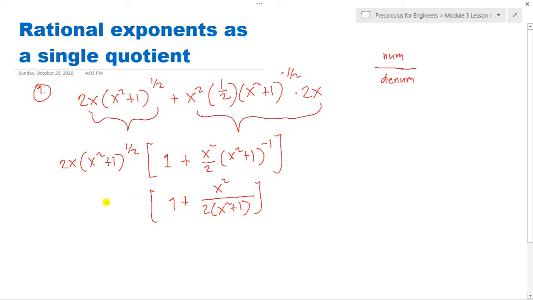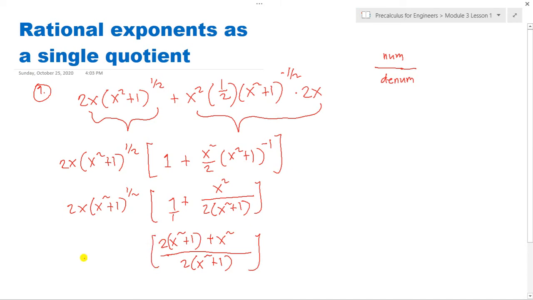And then, you write here 2x times x squared plus 1 raised to 1/2. Here, we combine, so we add 1 plus x squared. So we have an LCD of 2 times x squared plus 1. So 2 times x squared plus 1 divided by 1 because this 1 is times 1. So we have in the numerator 2 times x squared plus 1 plus x squared. So that's it. Multiplied by 2x times x squared plus 1 raised to 1/2.